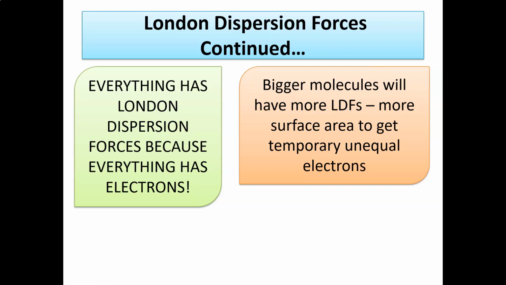So the more electrons you have, the more chances you have of them being unequally distributed at a given moment. So kind of the quick and dirty way to guess what has more London forces would be to count up your electrons. Just realize that's not perfect, but that's kind of the best we can do at this level.